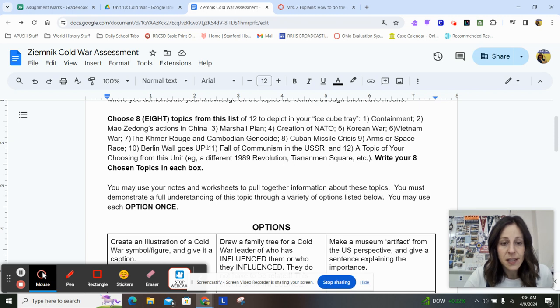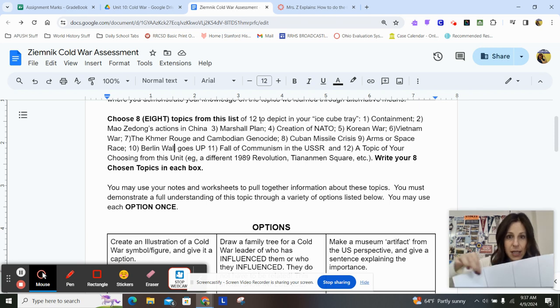Note that for number 10, it's the Berlin Wall going up, not down. So that is in 1961. And then for topic 12, it's a topic of your choosing. So it can be something that's not there. Maybe Tiananmen Square. Maybe it's a 1989 revolution like Romania or Poland that you did in class, and you want to highlight that. So the first thing you do, you pick 8 of these topics. You write them in each box, okay? And you have them at the top like a title, so it's very clear what your topic is.